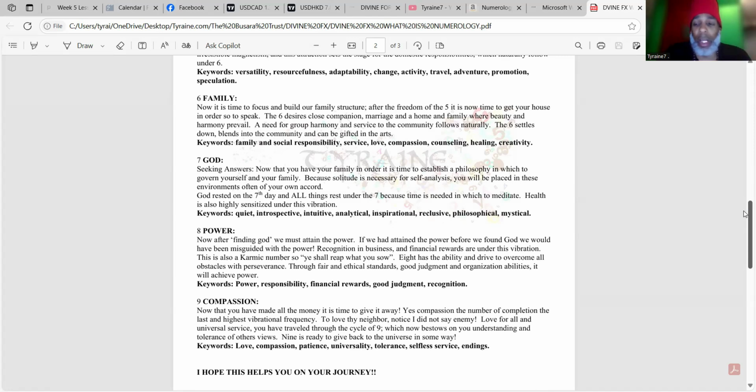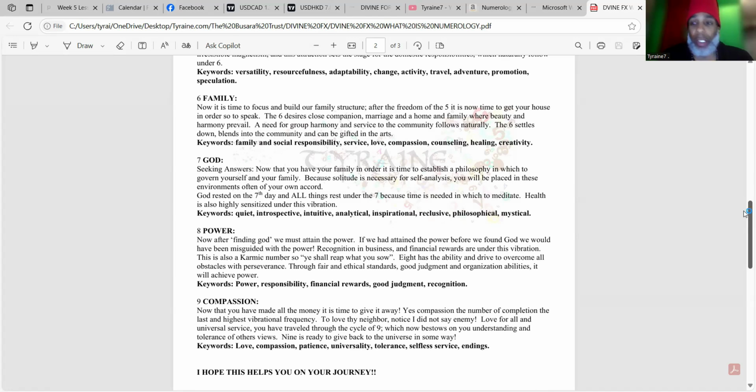And the final is 9. 9 is the last number and it represents compassion. Now that you have made all the money, it's time to give it away. Yes, compassion, the number of completion, the last and highest vibrational frequency. Keep in mind, guys, 9 is also ruled by Mars, which is the god of war, and that's where you get the word martial arts from. So even though 9 can be extremely compassionate, they can be extremely violent.